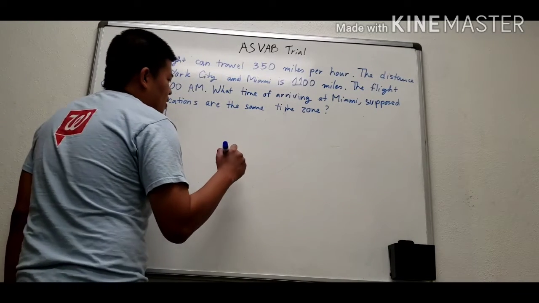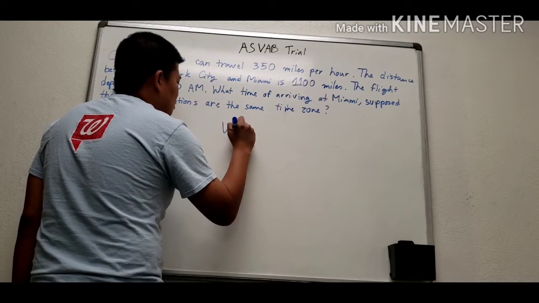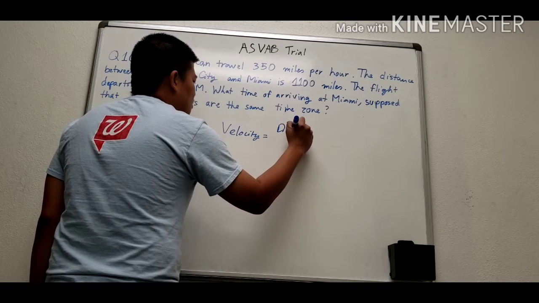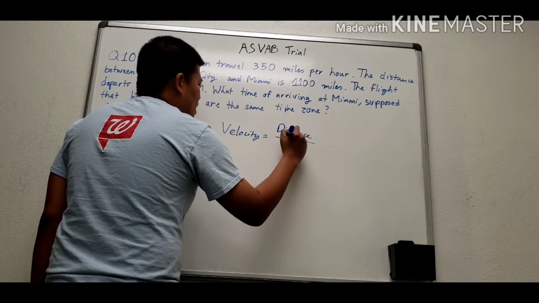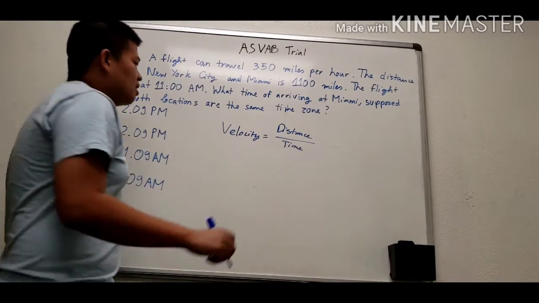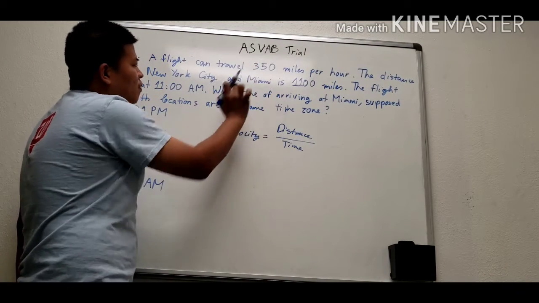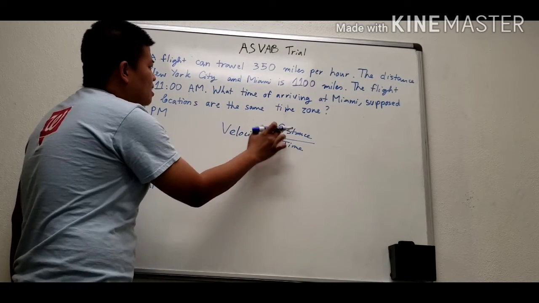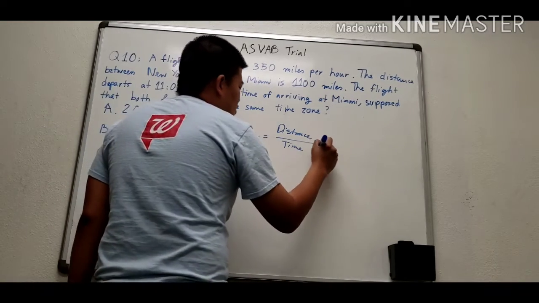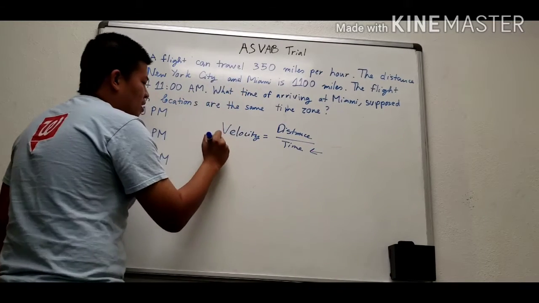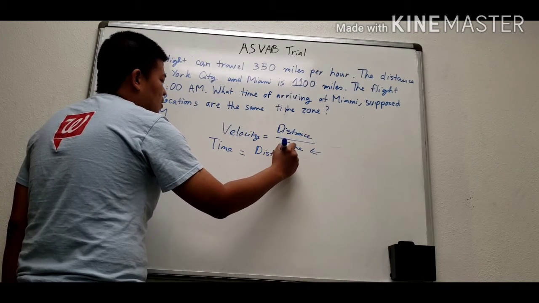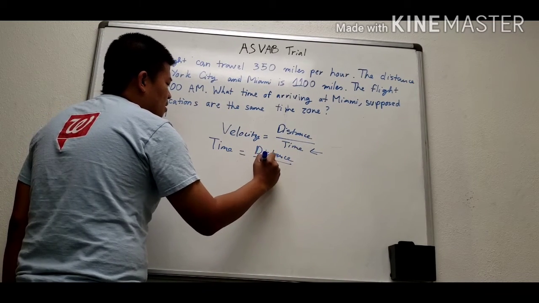So to do this question, we have the velocity, we have the distance divided by time. Now let's provide the velocity, that's 350 miles per hour, and the distance between New York City and Miami is 1100. So we need to find the time in here. To find the time, we have the distance divided by velocity.